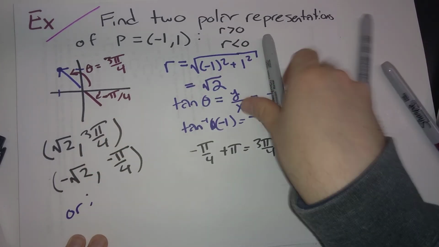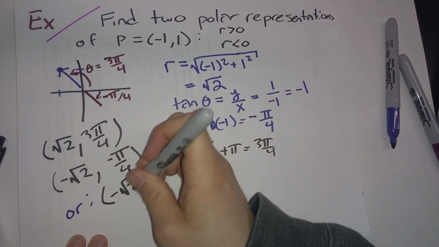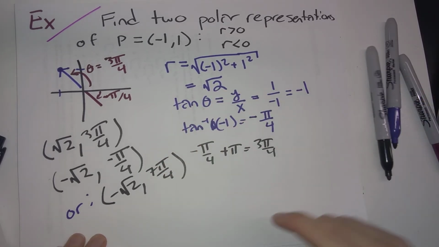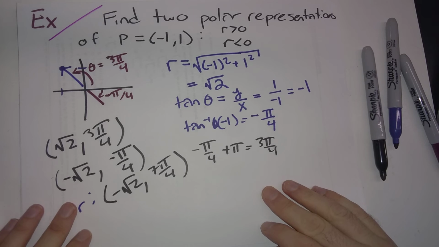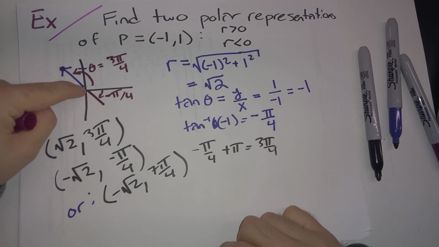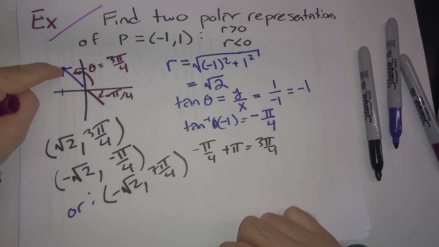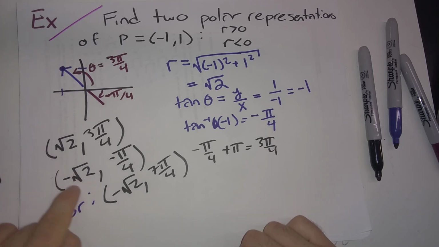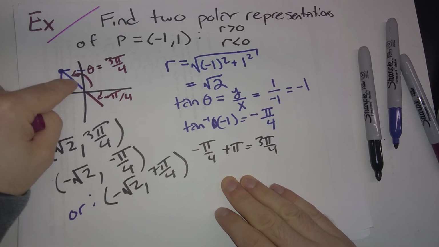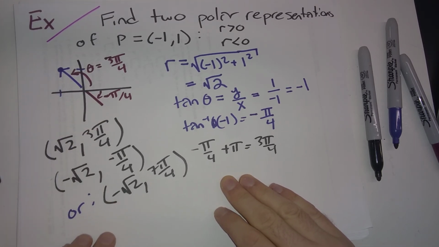Or minus root 2 and 7 pi over 4. So here are two polar representations of this point. The usual one is with a positive r value. The other one has the negative of the corresponding r value, and the angle is off by pi radians.